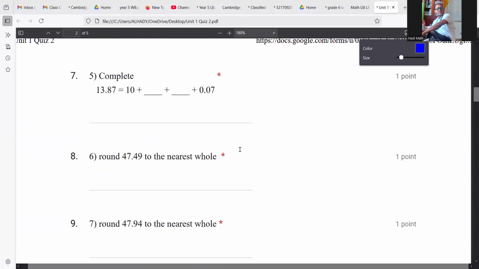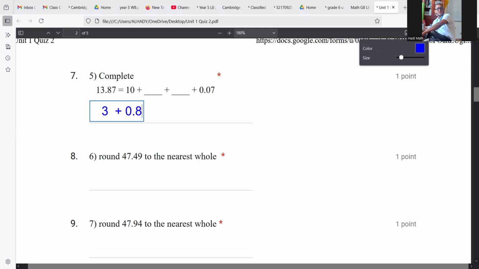This question over here, they say complete. You have 13.87 is equal to 10 plus a missing number plus a missing number plus 0.07. So you need to write numbers according to their place values. 3 is ones, so you write 3 because the missing number is 3. And the 8 is tenths, and tenths is the first digit after the decimal point, so you write 0.8. This is the correct answer.